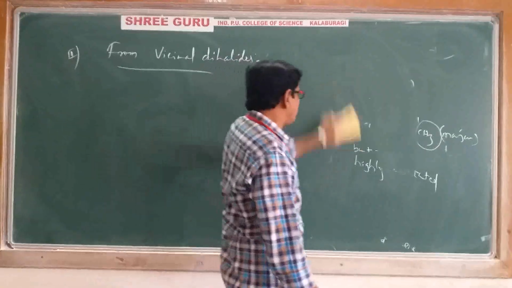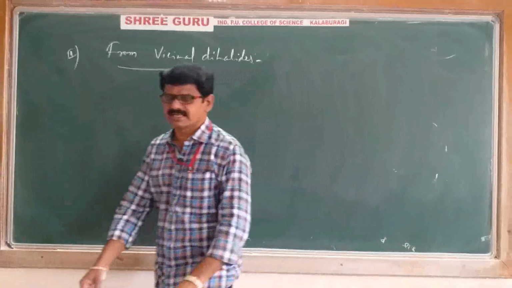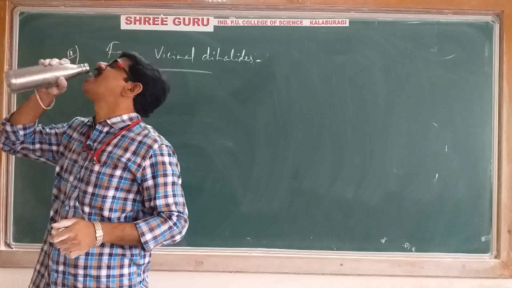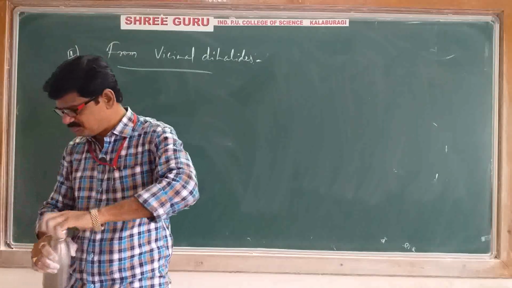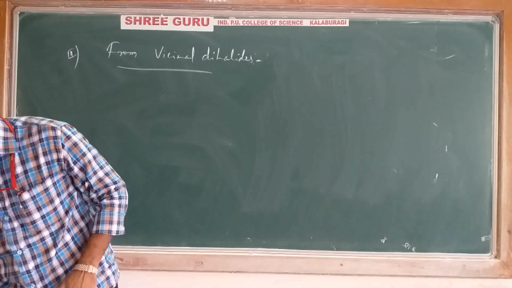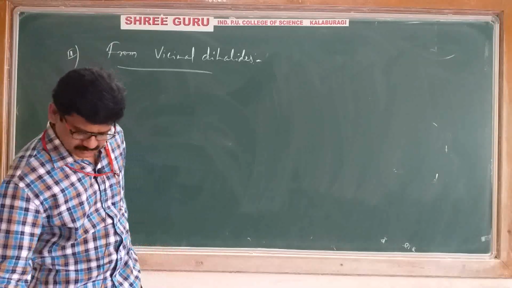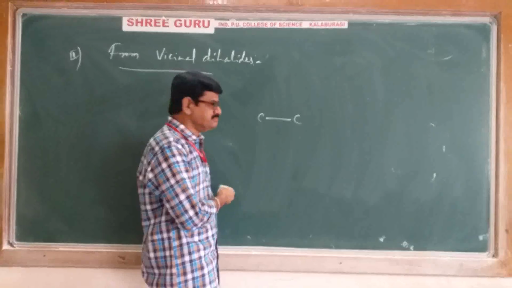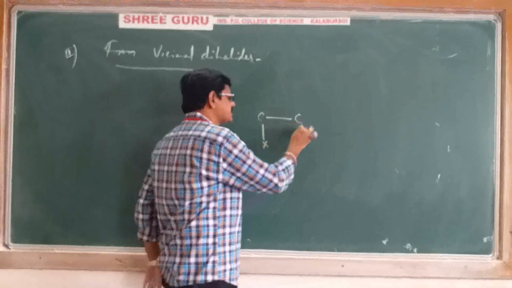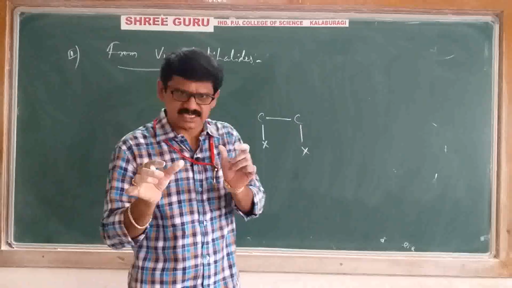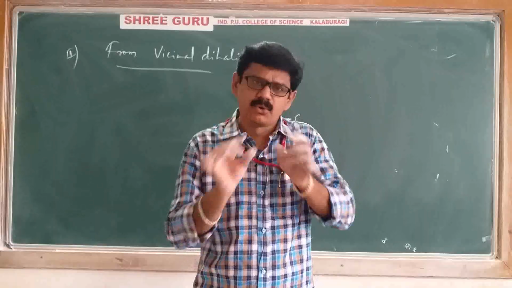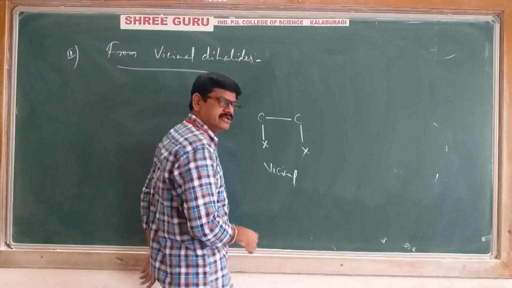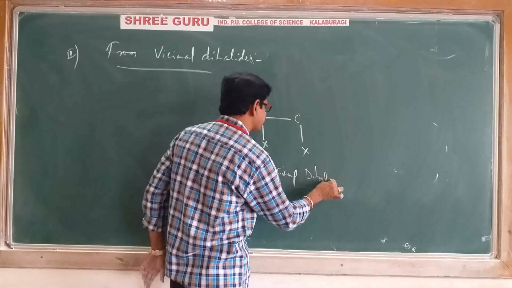First we'll understand what vicinal dihalides are and how vicinal dihalides are converted into alkenes. Vicinal dihalide means, suppose carbon single bond carbon, this carbon has one halogen and this carbon also has one halogen. Here both halogens are attached on adjacent carbon atoms. In general, we call it a vicinal dihalide. That is its common name.